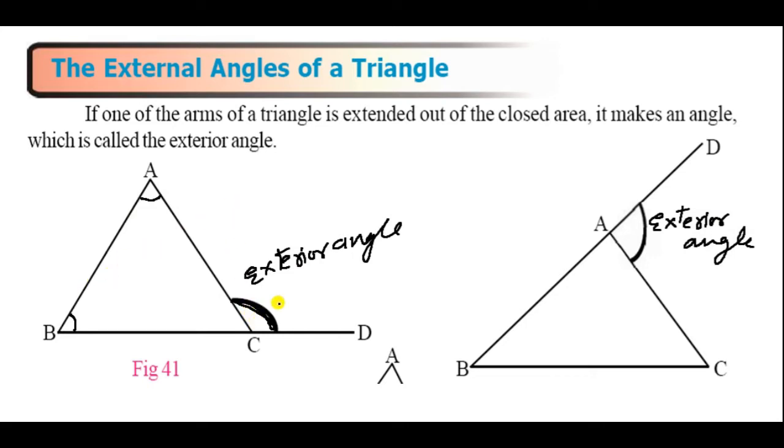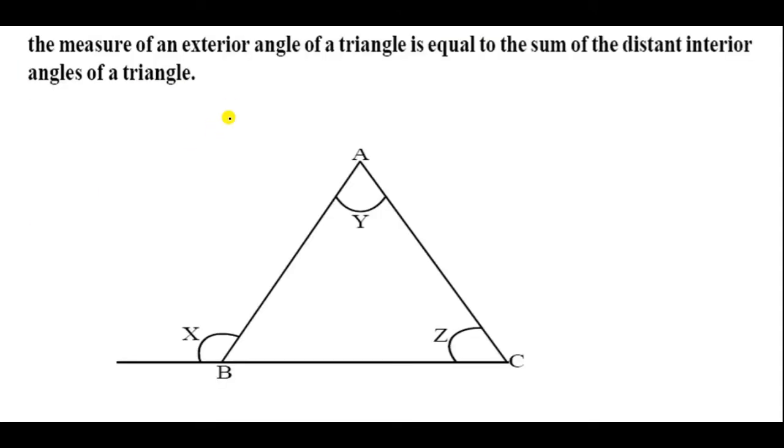So always remember, this exterior angle is the sum of these both angles. That means angle ACD is always angle BAC plus angle ABC. The exterior angle is equal to the sum of these two. Always remember. Okay, now come to this one.